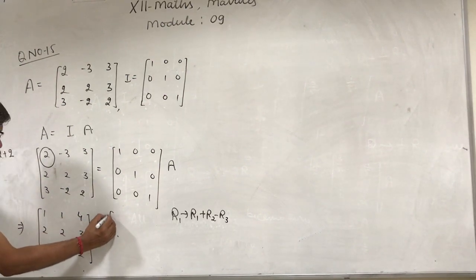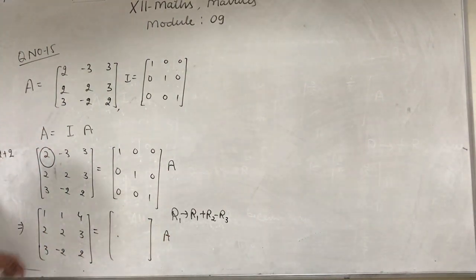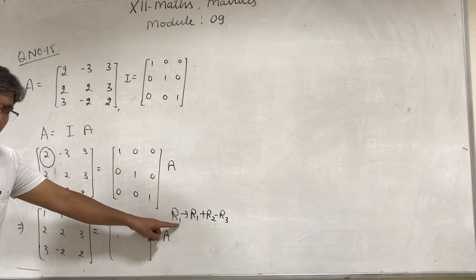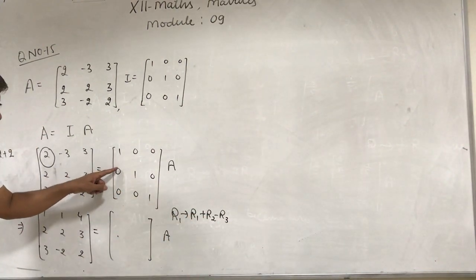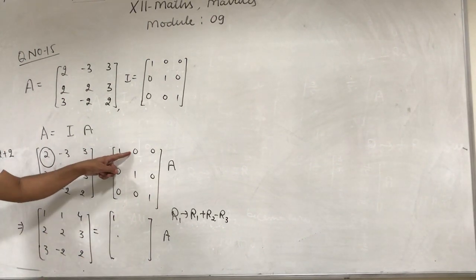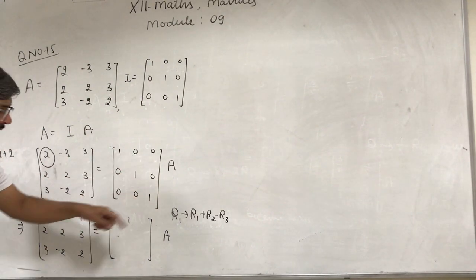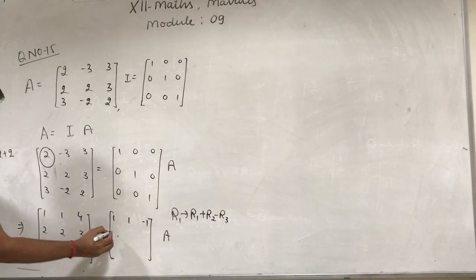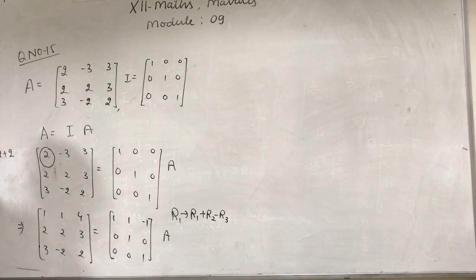The same operation will be applied in the right hand side. R1 change to R1 plus R2 minus R3. 1 plus 0 minus 0, 1. 0 plus 1 minus 0, 1. 0 plus 0 minus 1, minus 1. 0, 1, 0. 0, 0, 1. Okay. And now we will apply.